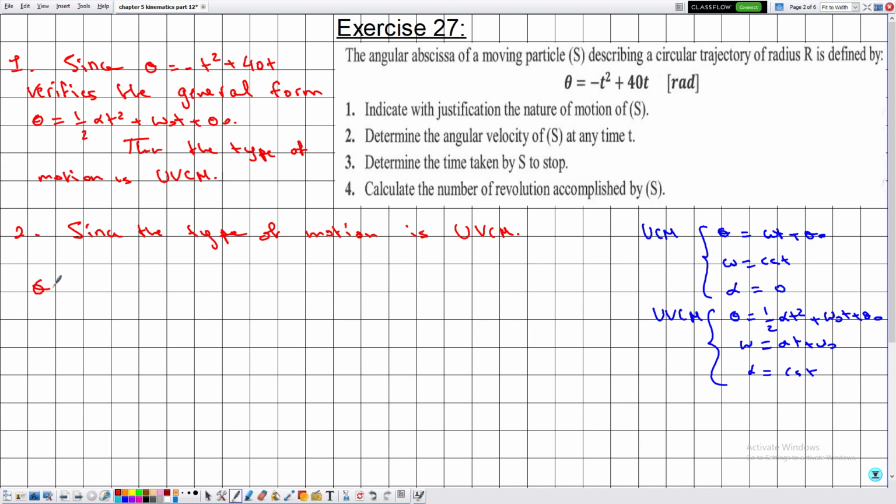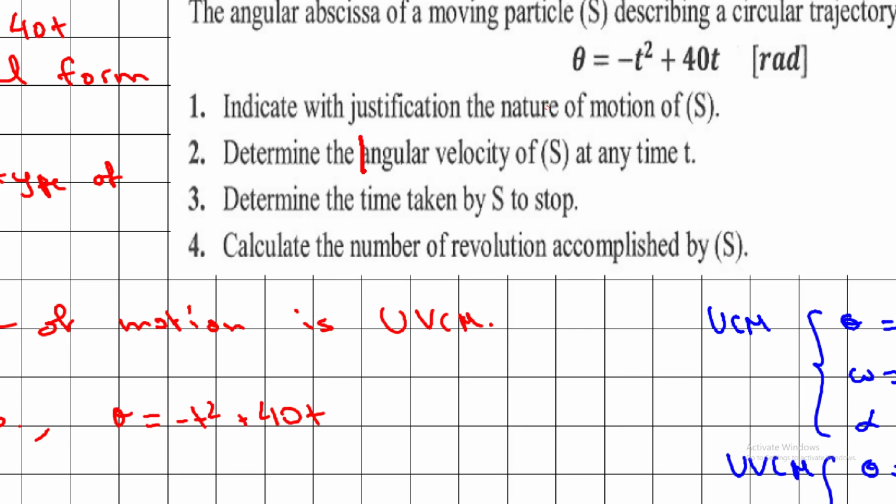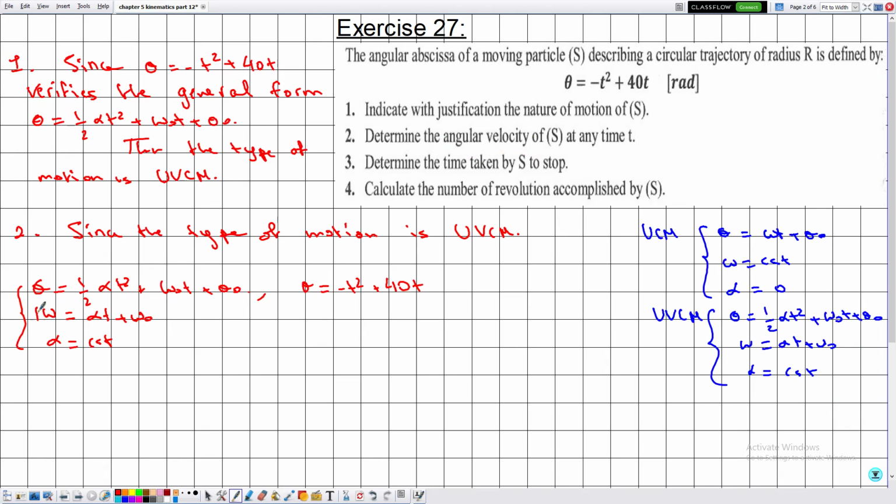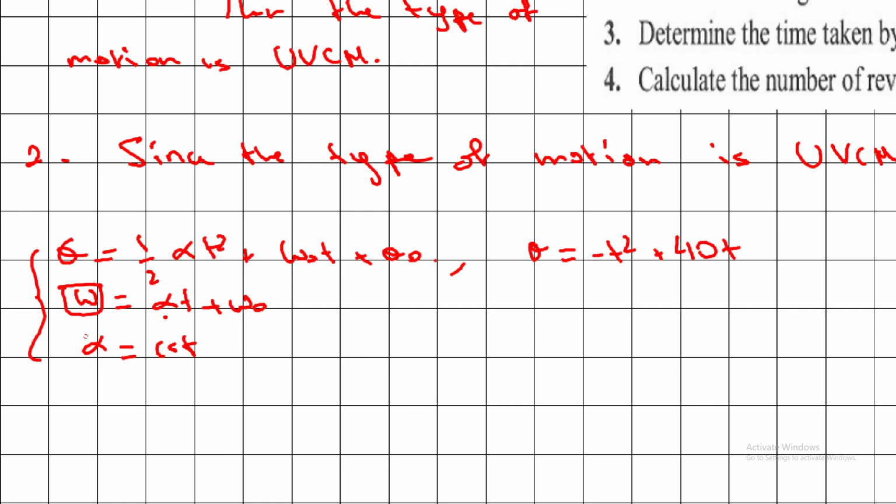So theta is equal to half alpha t square plus omega 0 t plus theta 0, and omega is equal to alpha t plus omega 0. Moreover, alpha is equal to a constant. Given that theta is equal to minus t square plus 40t, we are interested in determining the angular velocity, which corresponds to omega. In order to do so, we need to specify alpha and omega 0.